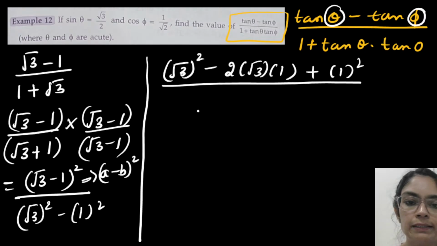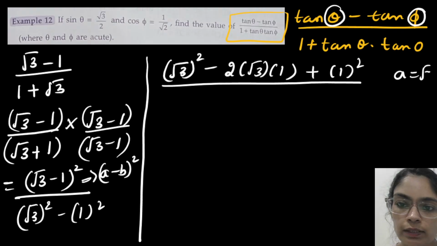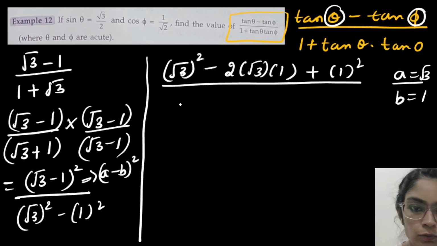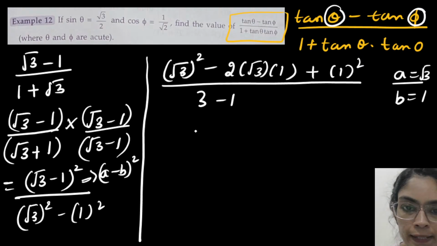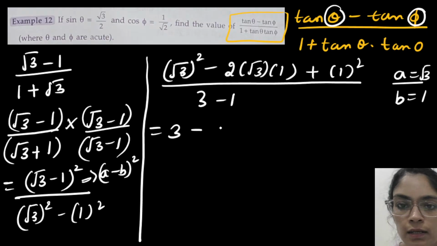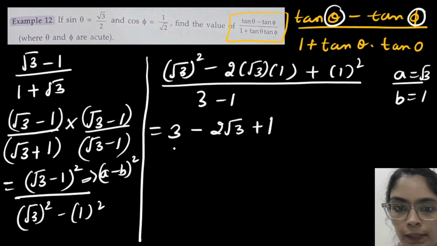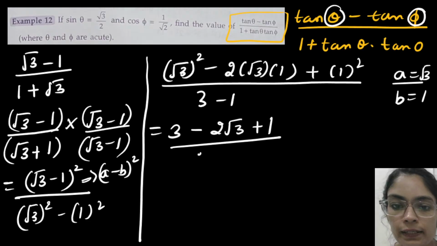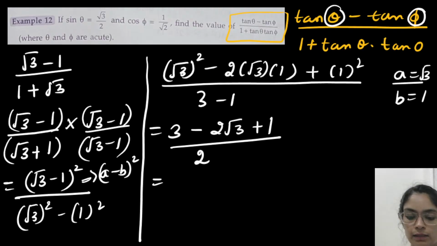A is root 3, b is 1. So a square minus 2 into a into b plus b square, with a as root 3 and b as 1. Root 3 whole square is 3, so the numerator is 3 minus 2 root 3 plus 1, and the denominator is 3 minus 1, which is 2. Now let's simplify the like terms. Yes, we can apply identities, but in ninth grade, identities are not applied. I have already told you, directly we can do.